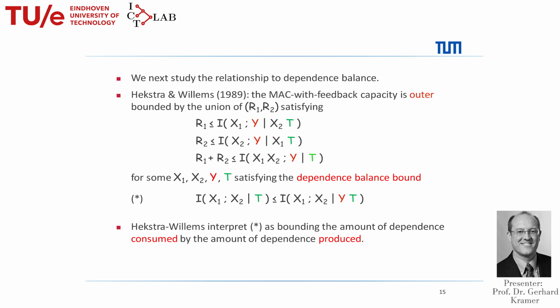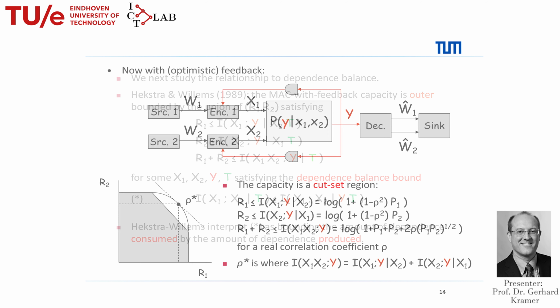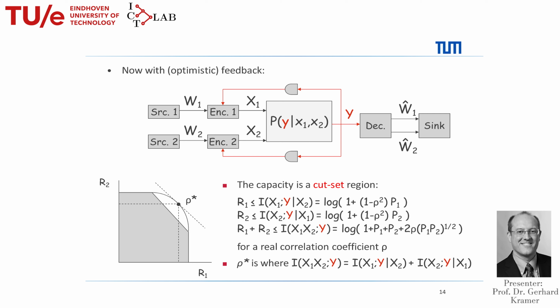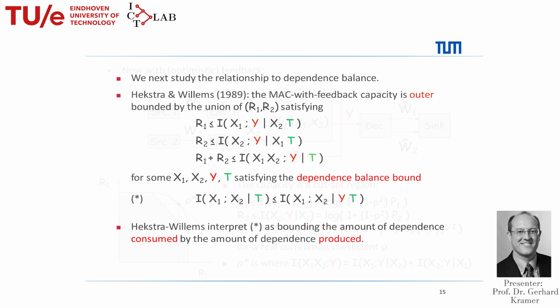And what they did is they interpreted this bound, I think, with a very nice interpretation. It bounds the amount of dependence consumed, namely how correlated the two inputs can be for any transmission, is at most the amount of dependence produced. Here, the amount of dependence that's produced in a picture like that is, of course, based on the channel output.